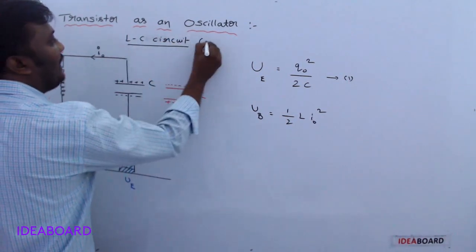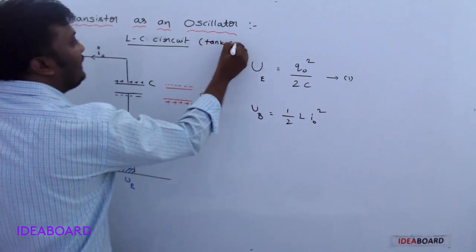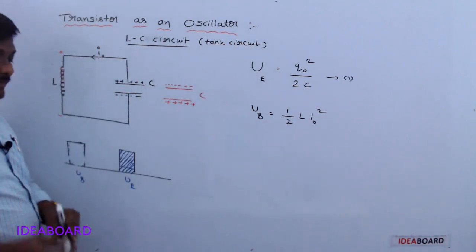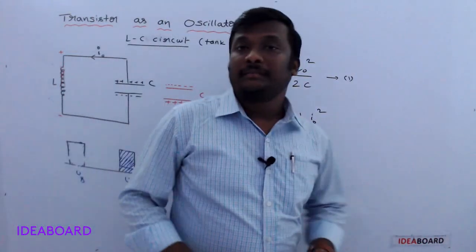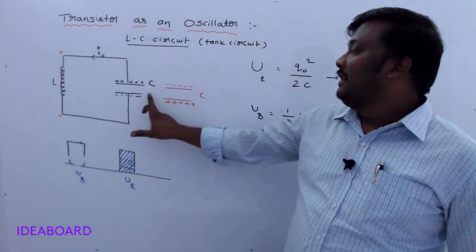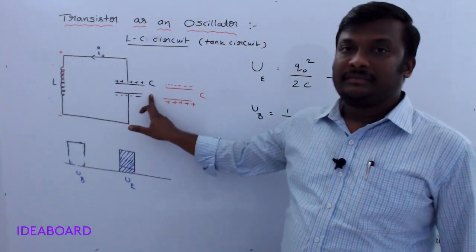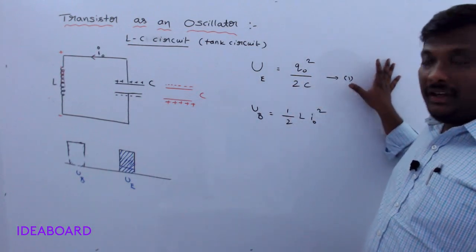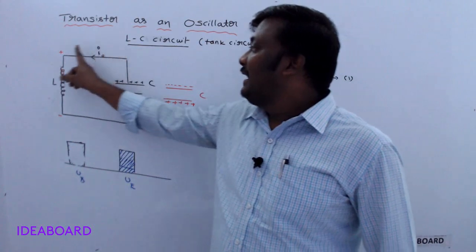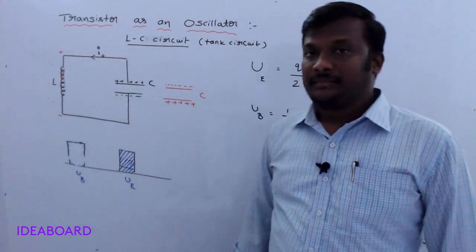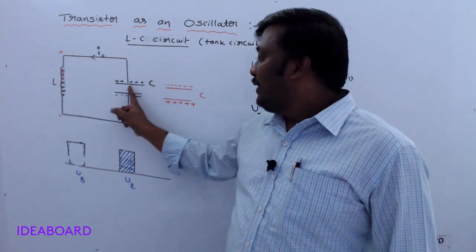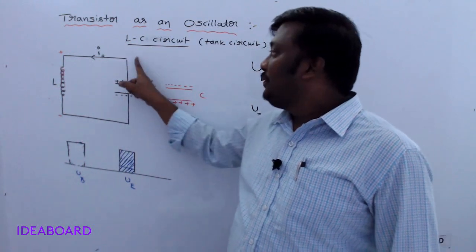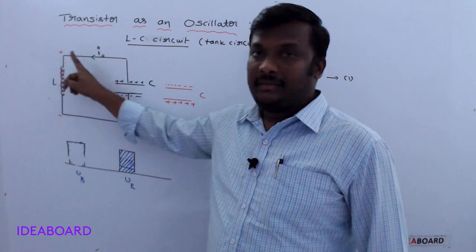It is also called a tank circuit. Understand? Listen carefully. Initially, the capacitor is completely charged. It has electrical energy. Now, the capacitor is connected in parallel to the inductor. Then, charges are discharging from the capacitor. Due to this, it causes some current.